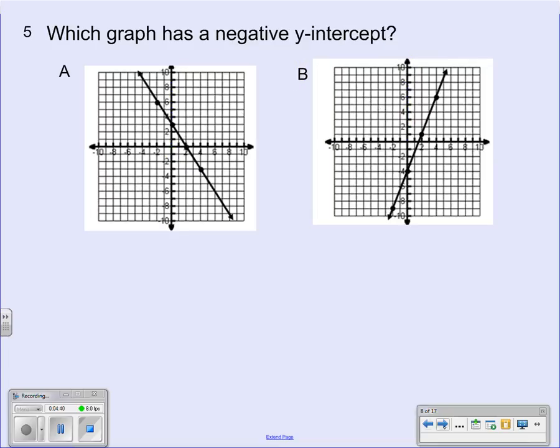Which graph has a negative y-intercept? We're going to do the same thing. On my y-axis, I reach the point where the line crosses. This is in a positive y. B, I go to where it crosses. A, start at my origin. This is a negative y, and so therefore A is the correct answer, having a negative y-intercept.